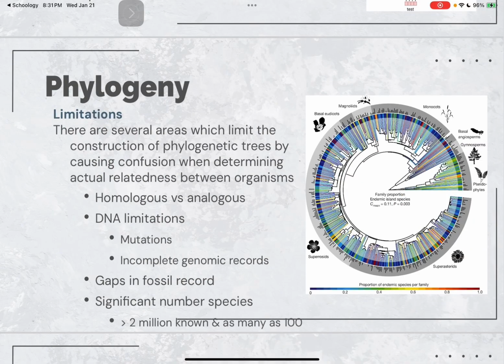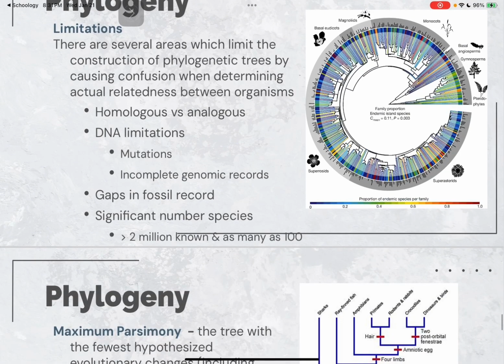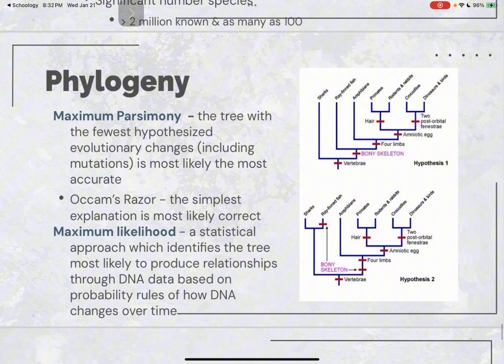There are a lot of limitations to this as well. There are several areas which limit the construction of phylogenetic trees because they cause confusion when determining actual relatedness between organisms: homologous versus analogous structures, DNA limitations, mutations that change the DNA sequencing, incomplete genomic records, gaps in fossil records, and the significant number of species. There are more than 2 million and as many as 100 known species. That is so many. So it creates a lot of difficulty.